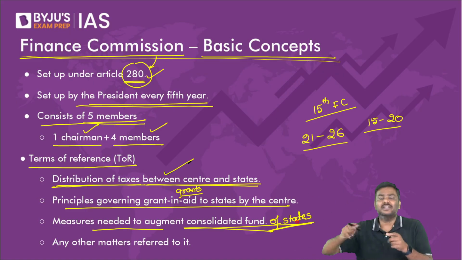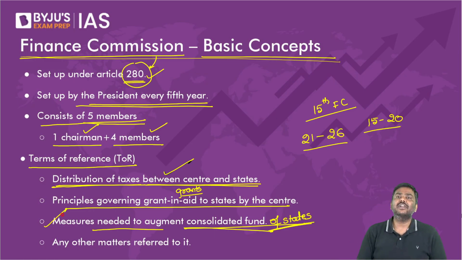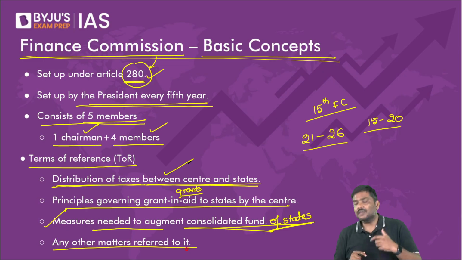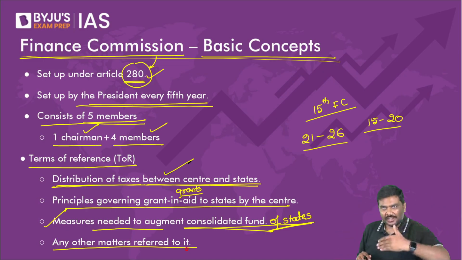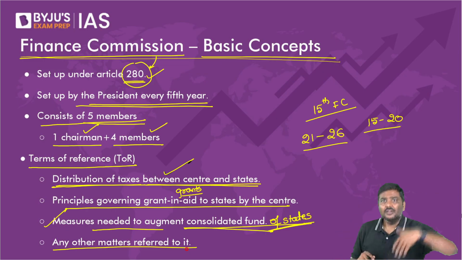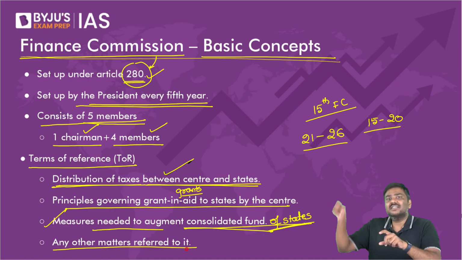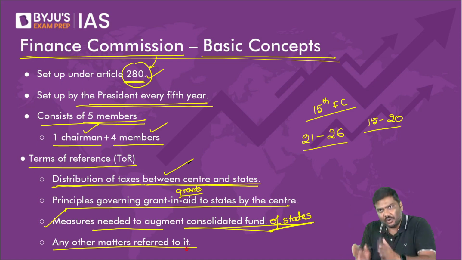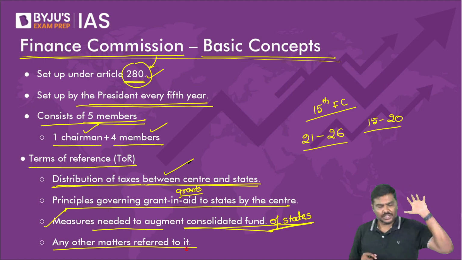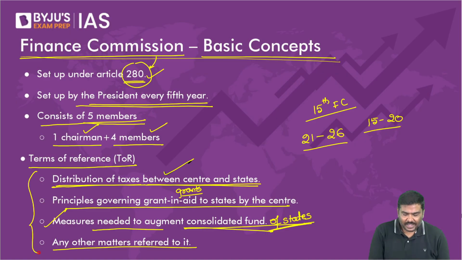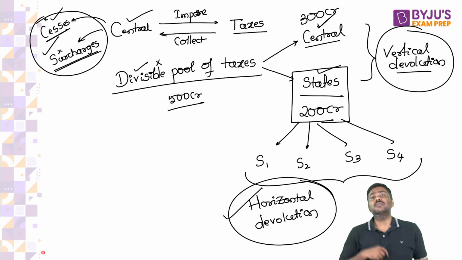Recommendations can be provided. And finally, if the Finance Commission gets any other matter from the central government, then on this subject also, the Finance Commission will look into it and give a recommendation. So these are some of the areas on which the Finance Commission will provide recommendations to the government.